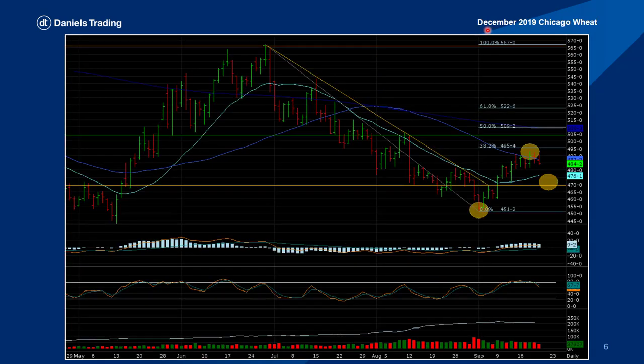And the final chart that I'd like to speak about in this video is the December 2019 Chicago wheat futures market. So I also have a 1-2-3 formation drawn off, but this time it's a 1-2-3 bottom formation, meaning the number 1 point is on the lower end, and we're looking for a trade to the upside. This is a trend reversal formation as well.